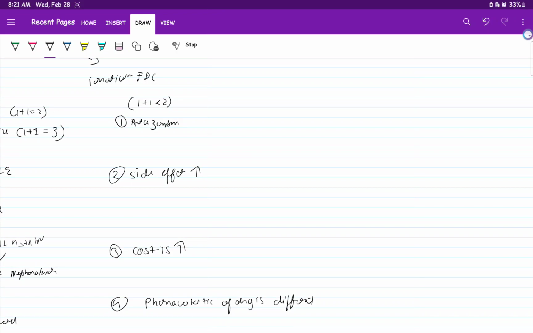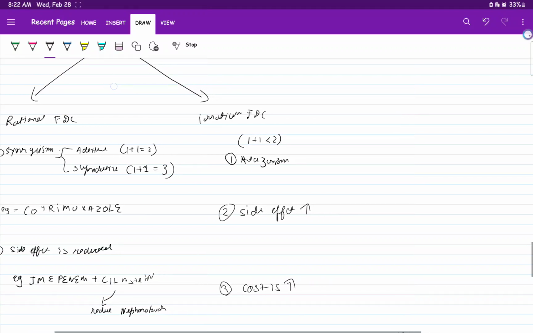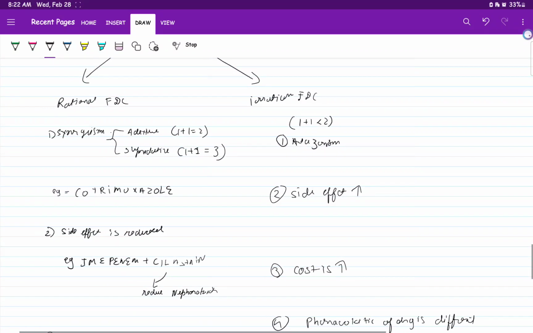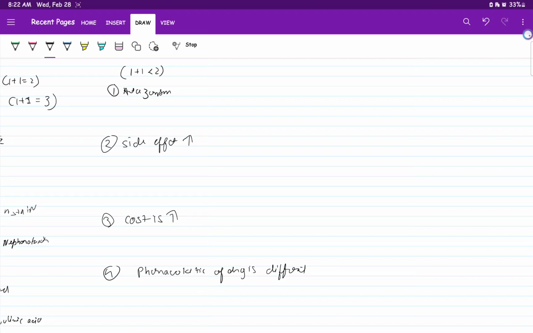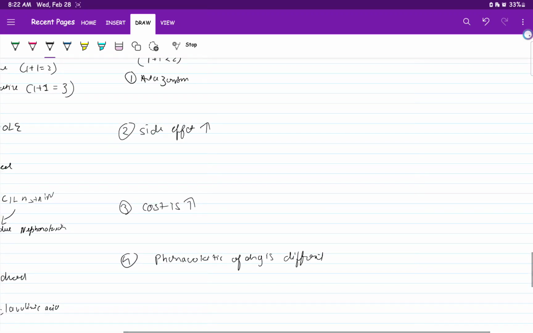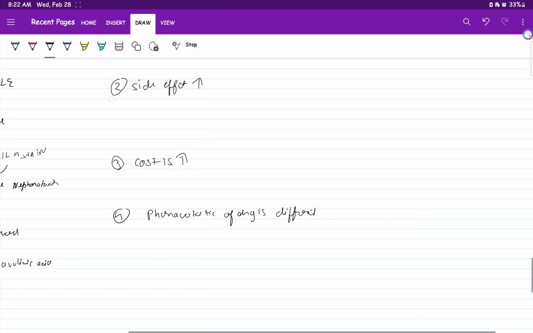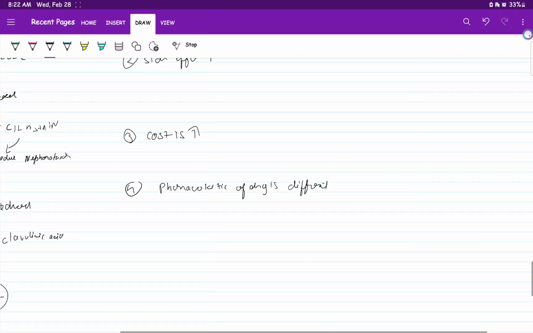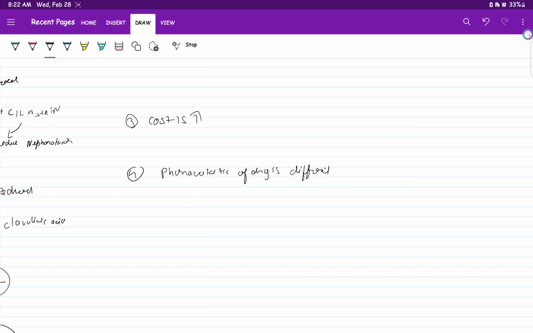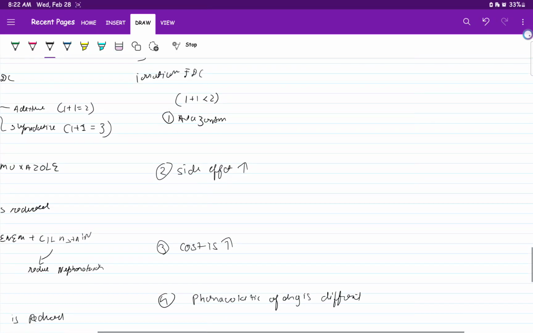Irrational FDC includes acetazole. In irrational FDC there are high side effects. The cost is also high. The main purpose of irrational FDC is to increase the cost. The pharmacokinetics of the drugs is also different. If the pharmacokinetics of the drugs is different and we do FDC, it is called irrational.